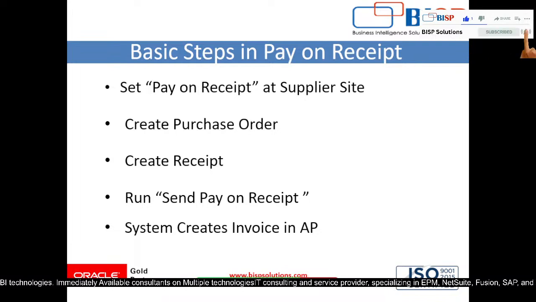So first we have to set the pay on receipt on the supplier side. We have to enable this option on the supplier side, and later on we will create the purchase order and receipt. And after creating the receipt, we have to perform one ESS job, that is send pay on receipt. It will automatically create the invoice in AP. So let's see all the steps one by one. So let's move to the application.